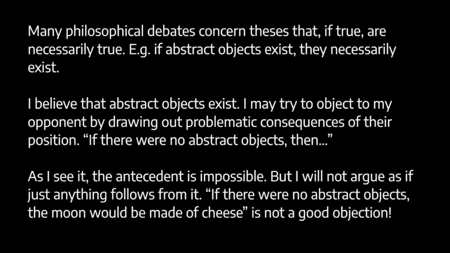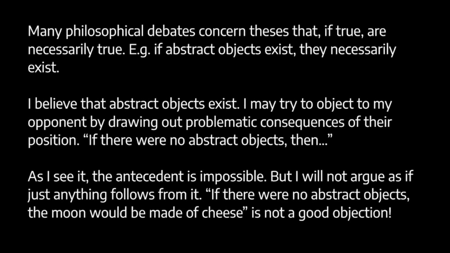So suppose that I believe that abstract objects necessarily exist. I may well try to argue that my opponent's position entails problematic consequences. So I'm going to argue, if there were no abstract objects, then blah, blah, blah. Now, as I see it, this antecedent will be impossible. But in drawing out the consequences of this impossible antecedent, I'm not going to argue as if just anything follows, right? It won't be legitimate for me to say, well, if there were no abstract objects, then the moon would be made of cheese. That's just not a good objection, even by my own lights.